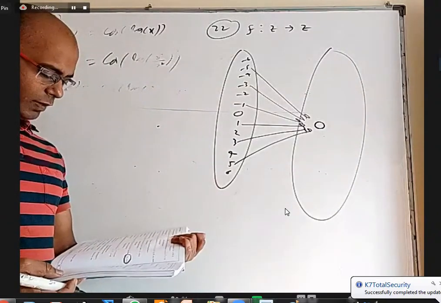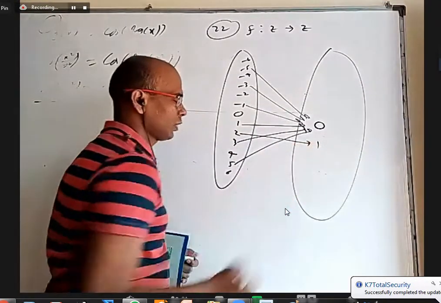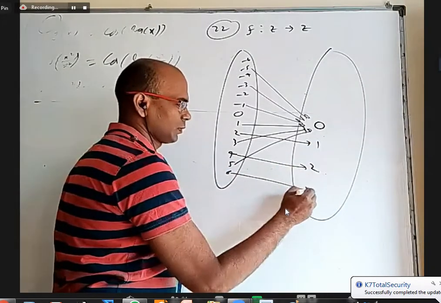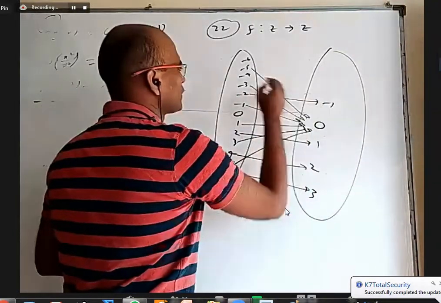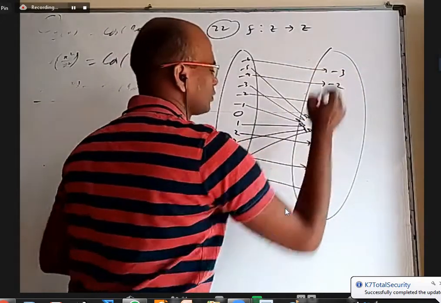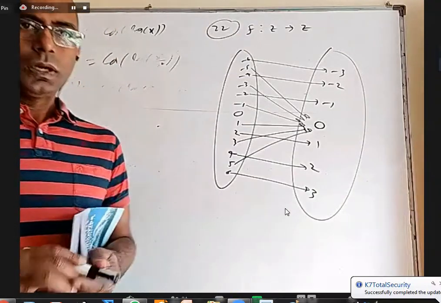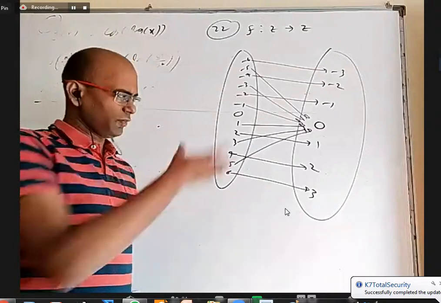Next, whenever x is even, it is connected to x by 2. So 2 will be connected to 1. 4 will be connected to 2. 6 will be connected to 3. Minus 2 will be connected to minus 1. Minus 4 will be connected to minus 2. Minus 6 will be connected to minus 3. And so on. I did not write further, just giving a few examples. Okay, so when you draw an arrow diagram or take some f of 100, f of 10, you get a feel of the function.